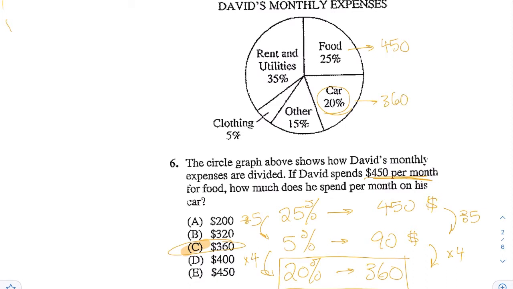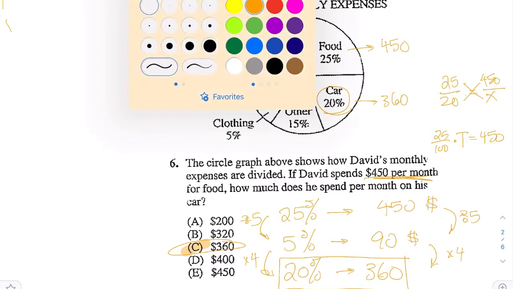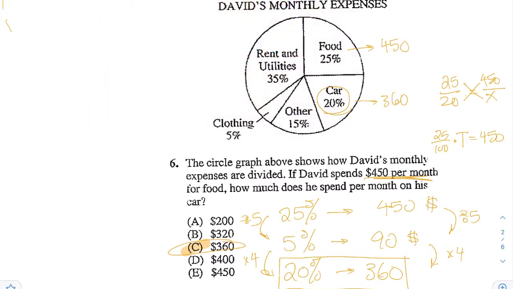Now you can also solve this using a proportion. It would be 25 over 20 is equal to 450 over x, then cross multiply. You can also set up an equation to find the whole first by doing 25% over 100 times the total is equal to 450. So you can find the total t and then just multiply by 20% as well. So lots of ways to solve the percent question. You can choose any method you like, but proportions, unit rates are probably the best.